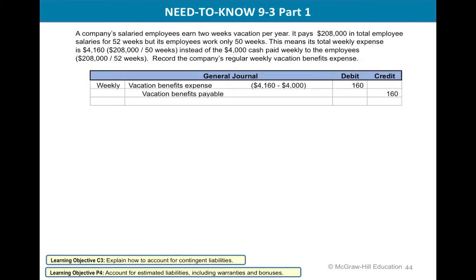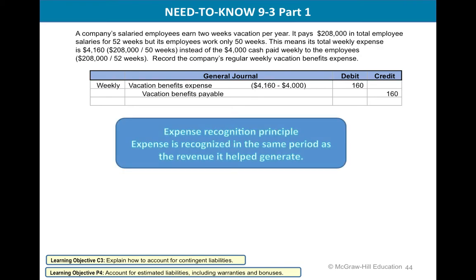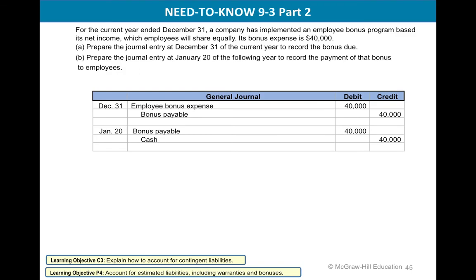Again, we just talked about the vacation benefits they have. Remember, your employees sometimes have a policy: if you don't use it, you lose it, your vacation. Employee bonuses here. So now, when the employer pays the bonus, debit the payable to decrease it and credit cash to also decrease it, because now you have to pay cash out.